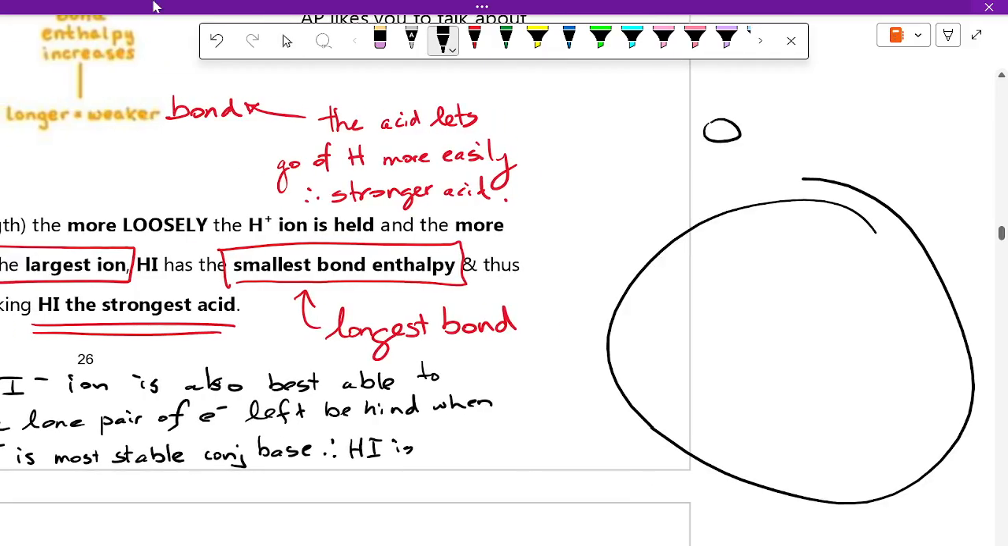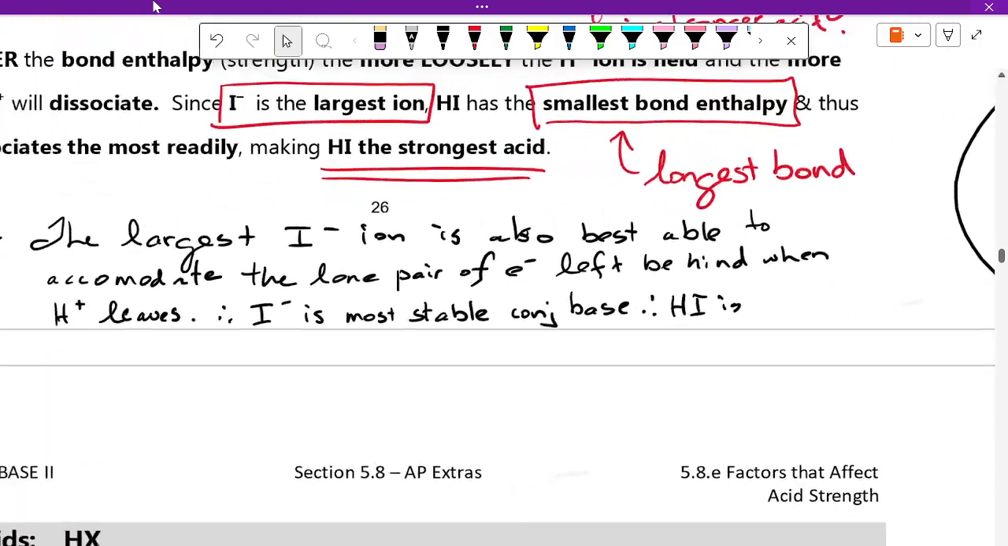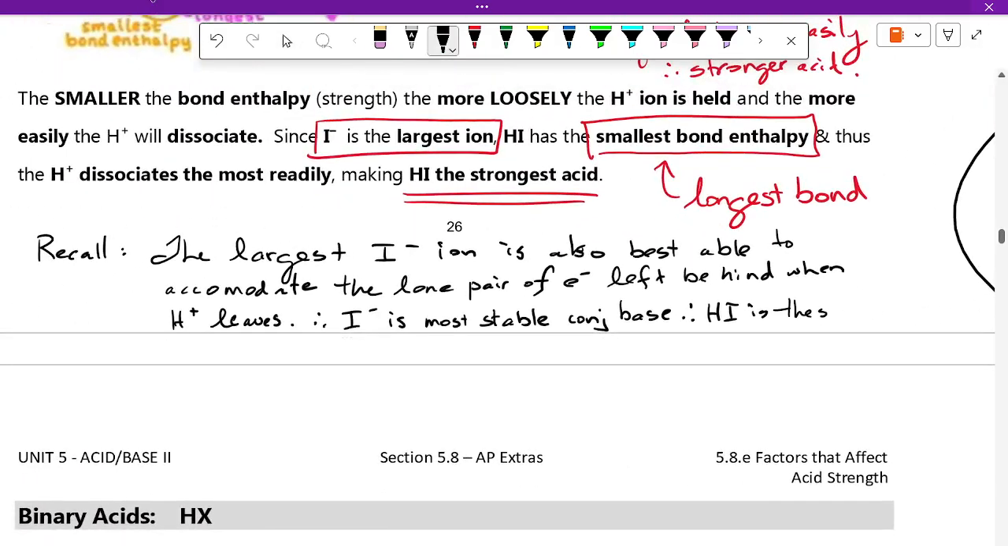Which of those can accommodate electrons more easily? The larger one, yes? Now, if you are asked about this, you can pick one of those. I know that AP loves its stable conjugate bases right now. That language is popping up everywhere. So I might go with that one, but I don't think it matters. I think you could do both. Whichever one appeals to you more.